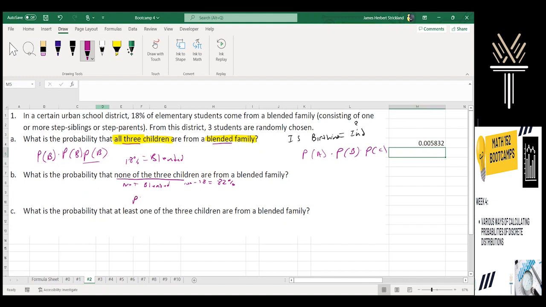And again, since these are independent, the probability of not being blended, not being blended, and not being blended will just be those 3 things times together. And so we'll end up with 82% 3 times. And there we go. That's the probability of not being blended, guaranteed from all 3 children.